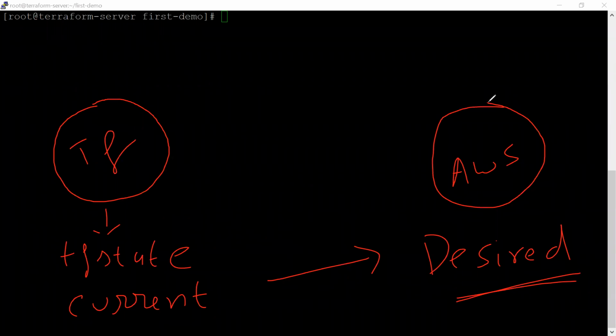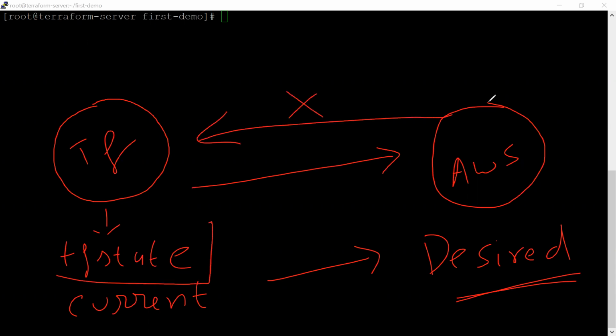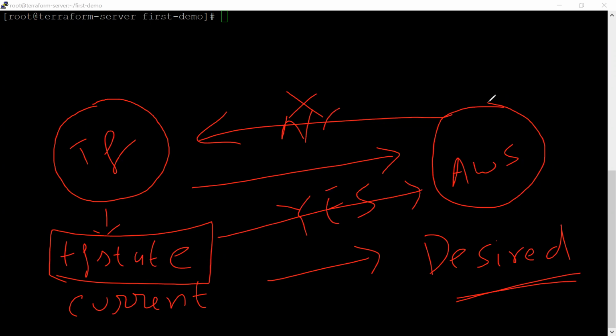If we change the TF state, say from T2 micro to T2 medium, and then plan and apply, will it affect the desired state also? Yes, definitely. But it will not affect the other way around, right? No. So this way is yes, this way is no. The scenario is, I'm changing my TF state file. The moment you change a TF state file, it will make the change. Yes, this is yes. But this is no. If you change something here, it will not change your TF state file. Okay, thank you.